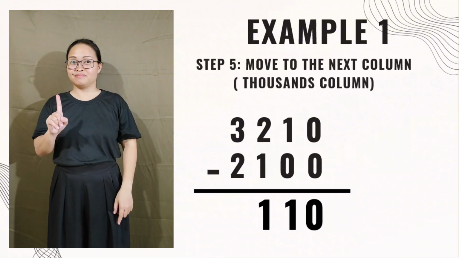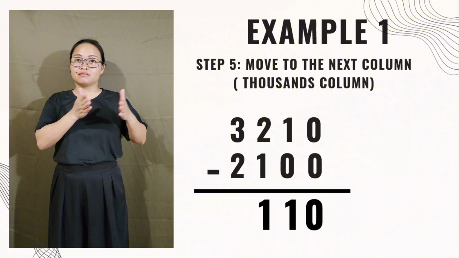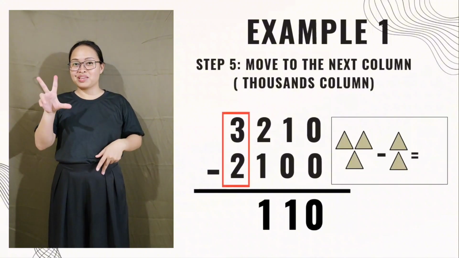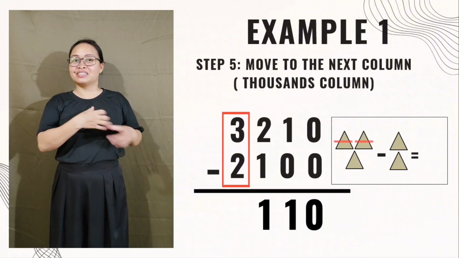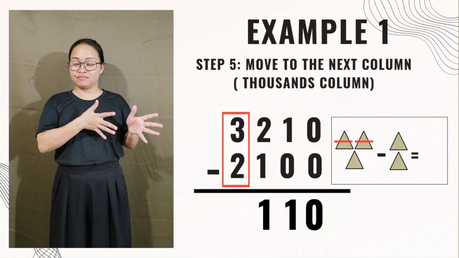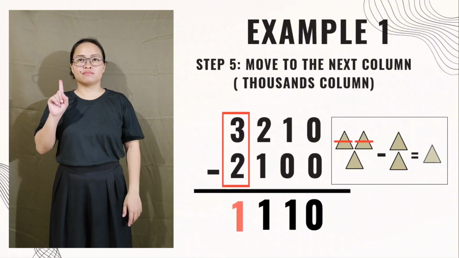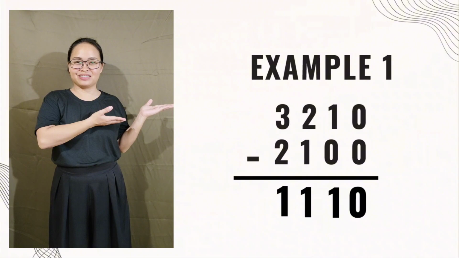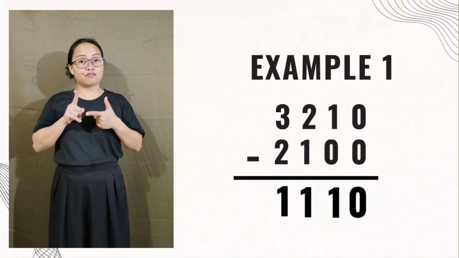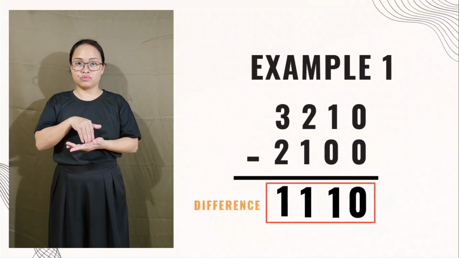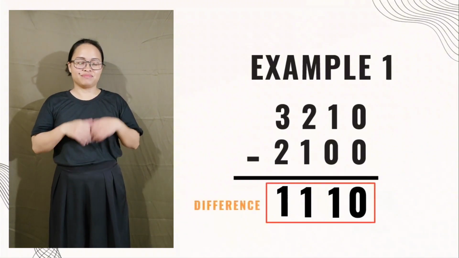And lastly, move to the next column, or in thousands place. 3 minus 2, let's take away 2 from 3, so the remaining number of objects is 1. So 3 minus 2 is 1. Therefore, the difference between these two numbers is 1,110.